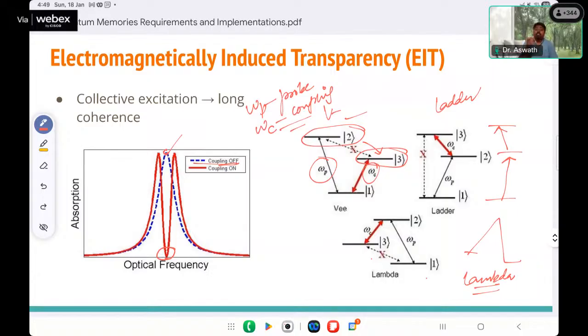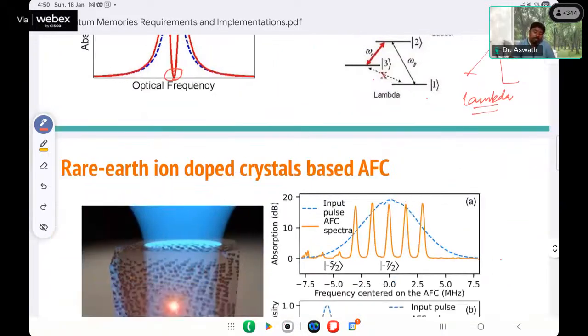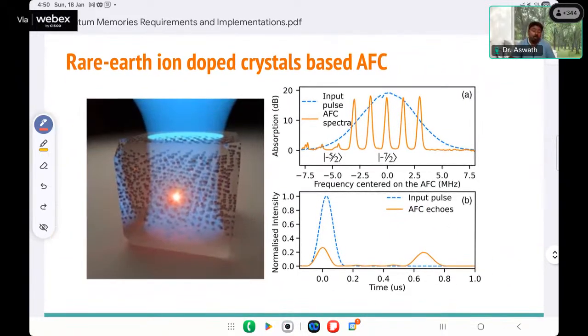The moment I switch off the coupling field, what happens? The probe field, which is supposed to absorb, will not absorb; it just comes out. Whenever coupling is there, the probe field will behave as per the coupling field. Now, it's quantum optics, so we are not getting into the details. We have 10 minutes, so we need to cover a couple more things. Let me quickly jump ahead.